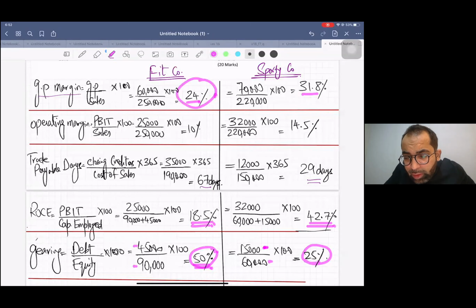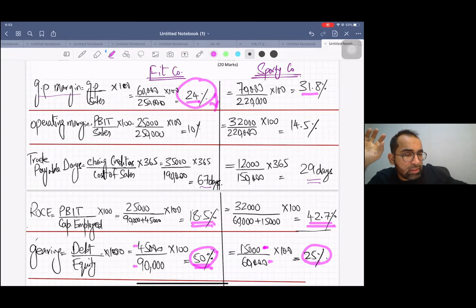Their GP margin is lower. They have lower GP margin compared to Sporty, despite the fact they are selling using branded names, through branded stores. So what may be the reason? Two reasons. The first reason, their cost may be higher, because they are involved in manufacturing, so manufacturing overheads, plus they are selling through branded stores, so the cost and overheads of branded stores. And number two, maybe they are facing competition, that's why they can't charge higher prices. This is a possibility.